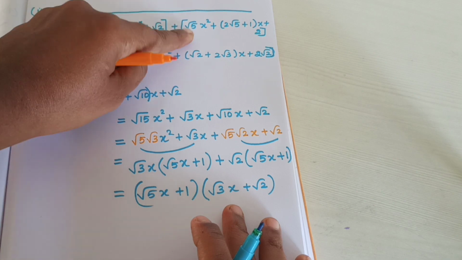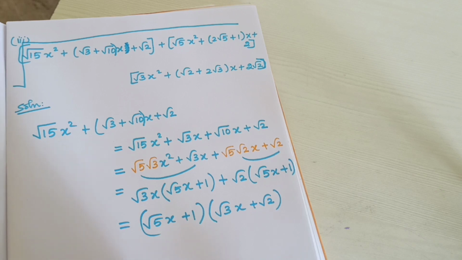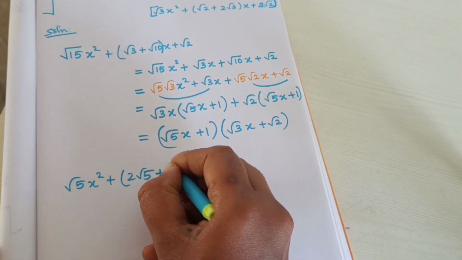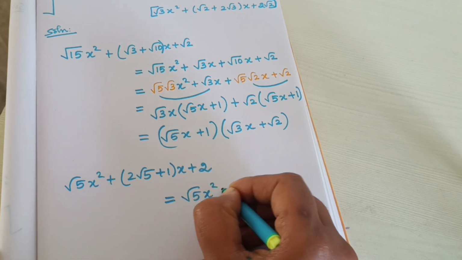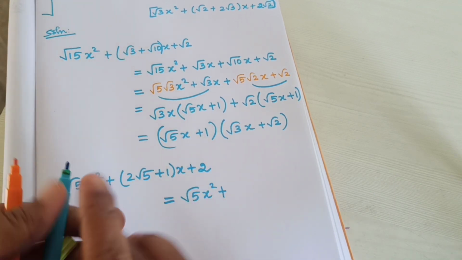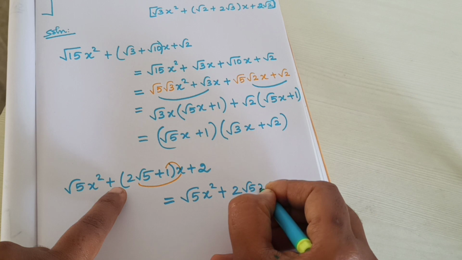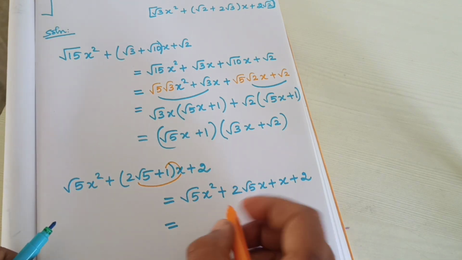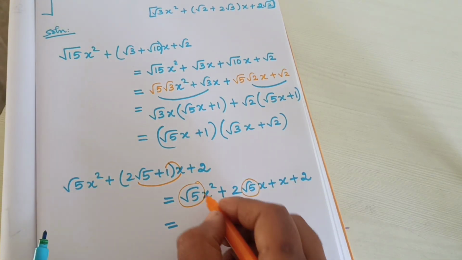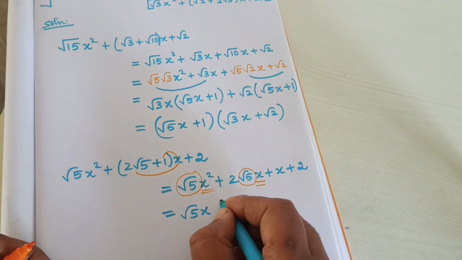The same way you need to do for the second term and third term also. Shall we do that also? Okay, listen. √5 x² + 2√5, plus 1 into x + 2, which is equal to. Just multiply this. √5 x² plus x term you need to multiply inside. x into this and x into this. So 2√5 x + x + 2, which is equal to, first two terms what is common? Here also √5, here also √5, and x also common. We can take it as common. So √5 x after taking common, what will be the term inside?